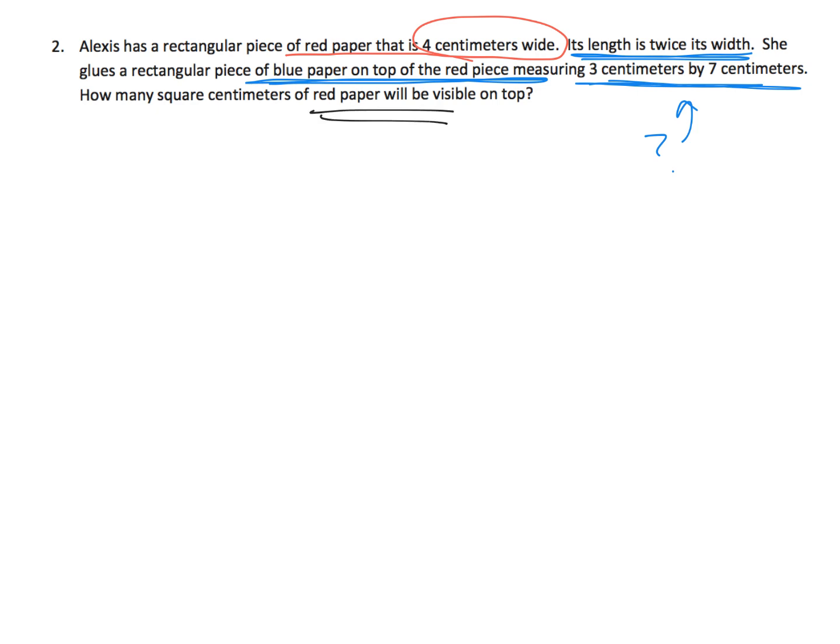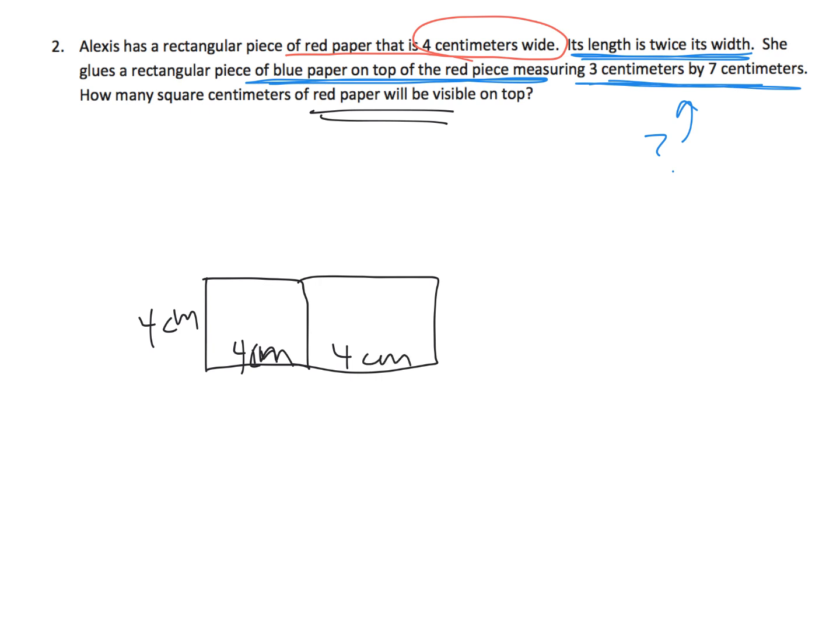So let's go back and start that question again. So Alexis has a rectangular piece of red paper that is 4 centimeters wide, and its length is twice its width. So we're going to start with it's 4 centimeters wide, and its length is twice its width. So that means its length is going to be 4 centimeters plus another 4 centimeters. So there's our width, there's our length, which is twice the width.